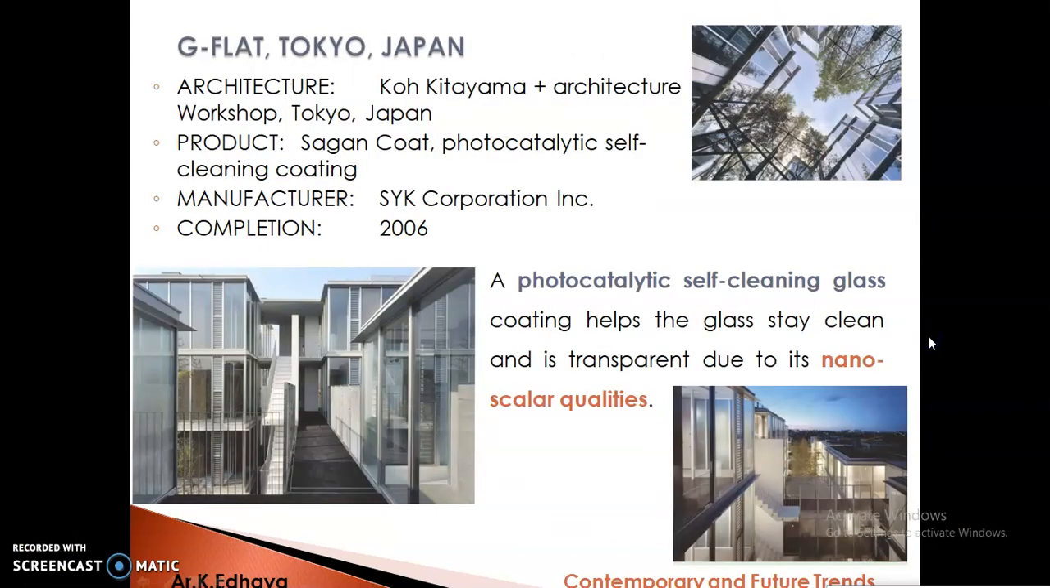Next is G-flat, Tokyo, Japan. The architecture is KOMPETENZ-CENTER, this architecture workshop in Japan. Here they have used again the photocatalytic self-cleaning glass. They have used the coating applied on the glass surface so that it will be transparent and clean throughout. You can see the complete estate is being used by huge glass planes. So it is not possible to clean it regularly and everywhere. So they have used this kind of characteristic.